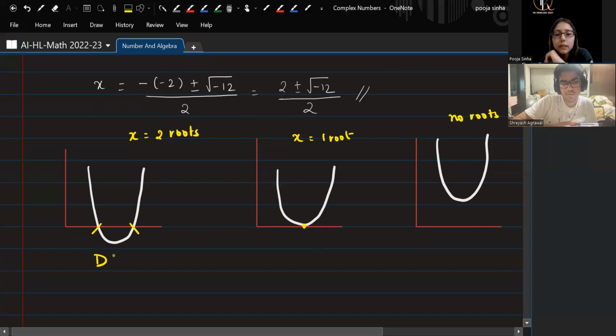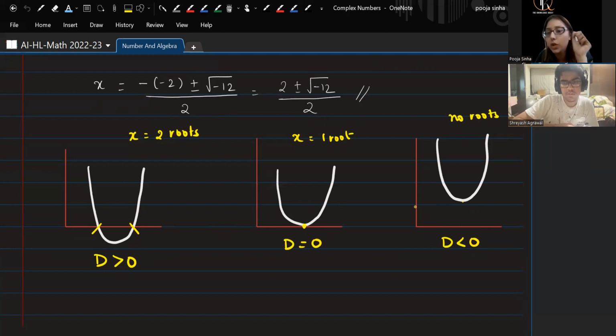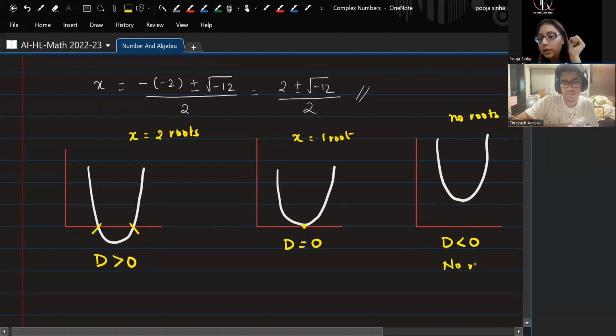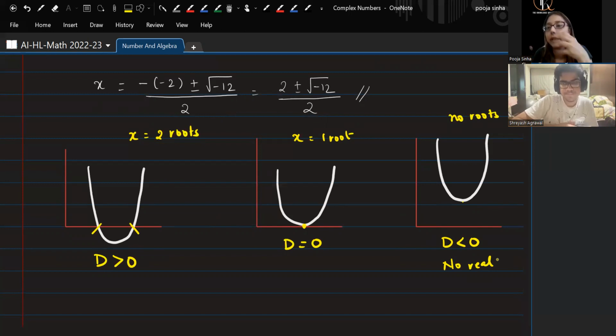This is the case when your discriminant is greater than zero, so the under-root part is a positive number. Here, D is equal to zero. And in this case, D is less than zero, which means it's a negative number. That's when we say we do not have any real solutions for this equation. We used to skip this part till grade 10. But now we have to find an answer using complex numbers.